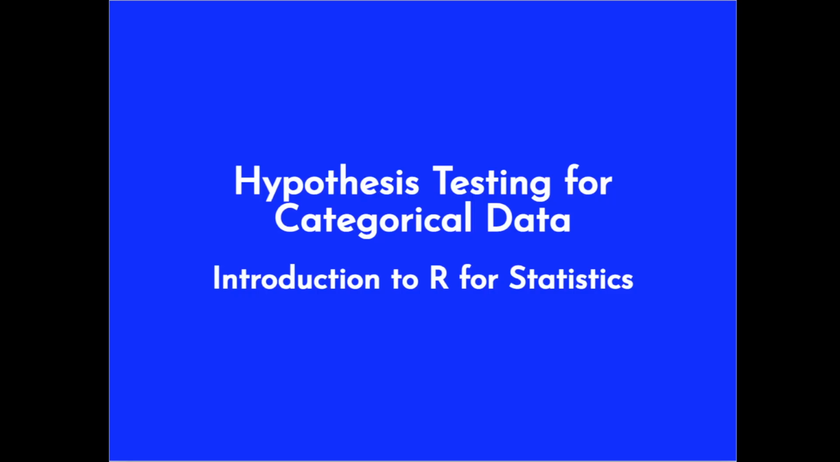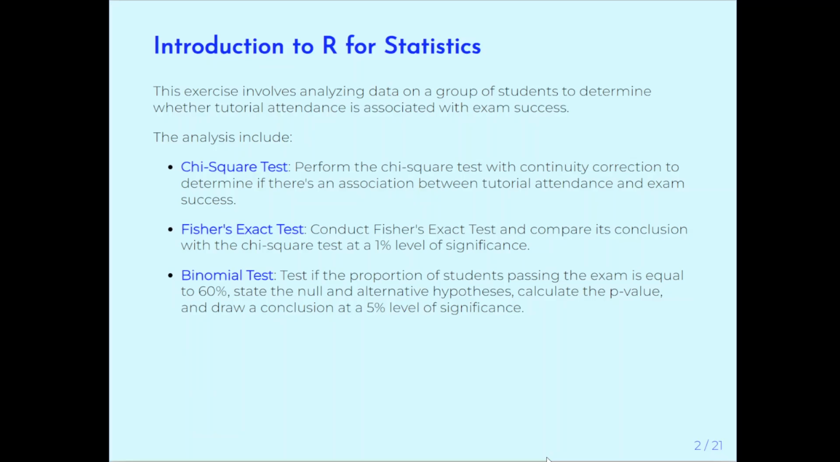Okay, we're going to look at hypothesis testing for categorical data. This is an introduction to R for statistics presentation, and it's essentially a worked example using a scenario that we're going to look at shortly. So this exercise involves analysing data on a group of students to determine whether or not tutorial attendance is associated with exam success. And we're going to look at three types of analysis here.